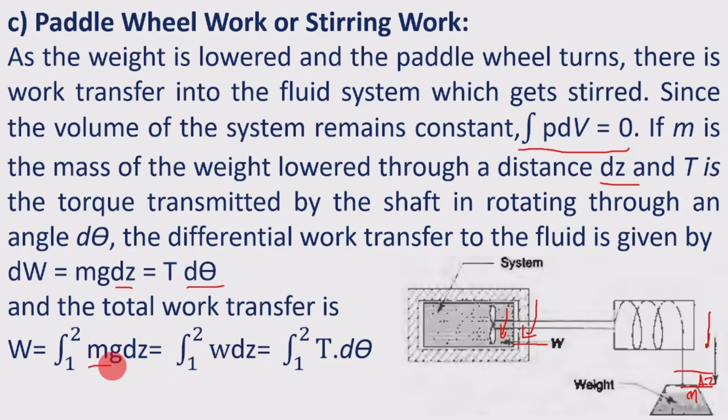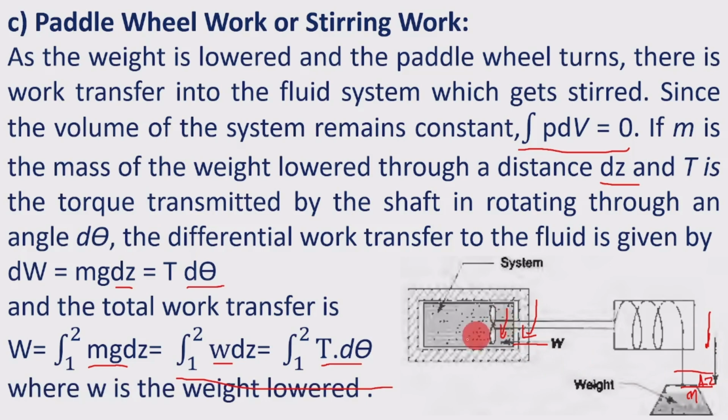That is because mg can be written as the weight, the mass into acceleration due to gravity is taken as the weight to be lowered. Then that is equal to ∫ from 1 to 2 of T dθ. Both are equated. The work done during the lowering of the weight is equal to the work transferred by the rotation of the paddle wheel, where W is the weight lowered.